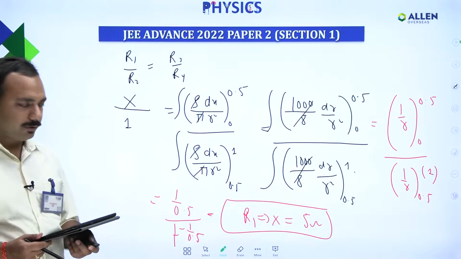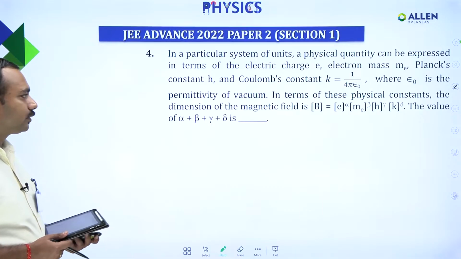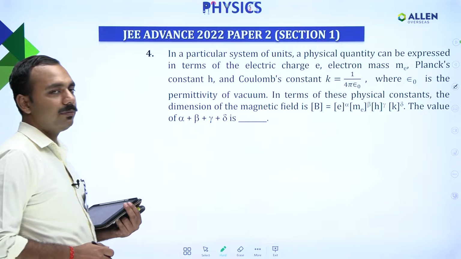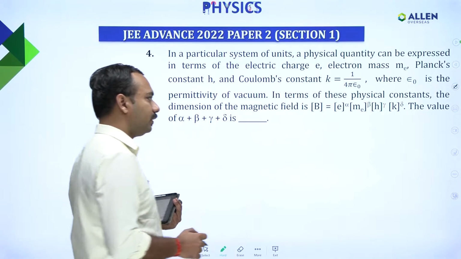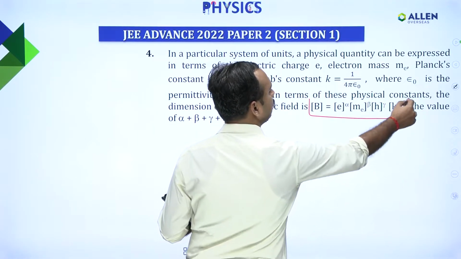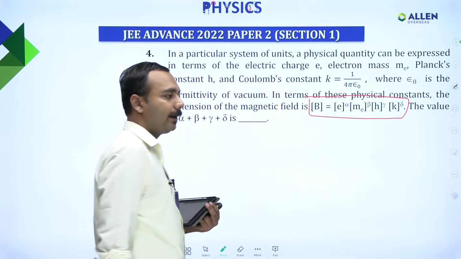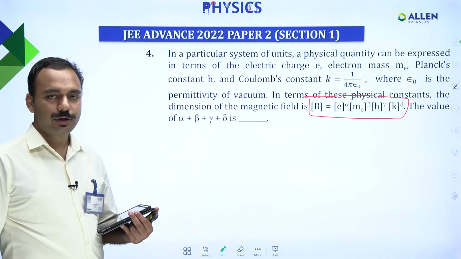Pretty easy question, I guess, people. Let's proceed to the next question. It's a basic units and measurement question. For this, you don't even need to remember many dimensions. They have given the relation between the magnetic field dimension and the charge of electron, mass of electron, Planck's constant, and electrostatic force constant, capital K. You just have to put in all these dimensions and equate them.